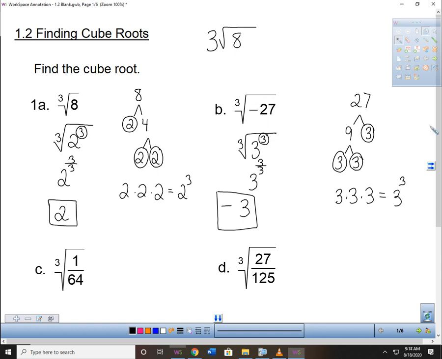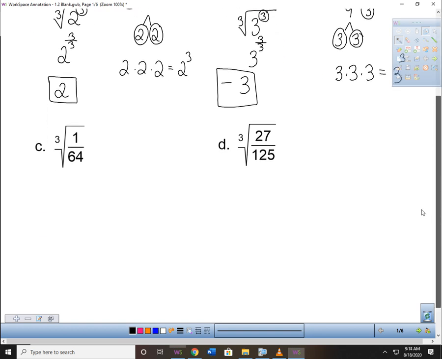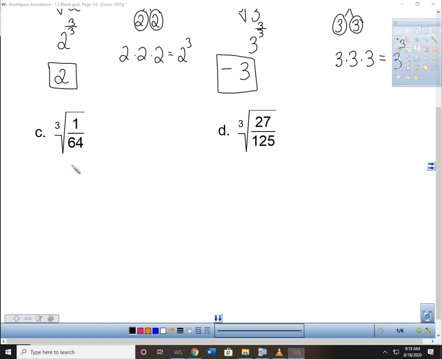And if you take -3 times -3, that's 9, right? Times -3 is -27. Okay, so you should be able to multiply this number 3 times to get this number underneath. Okay. All right, so when we move to fractions, it's kind of like doing 2 problems in one. So up here on top, I'm going to cube root the top number. And then I'm going to put my division bar, and then I'm going to cube root the bottom number. So you kind of split it off into 2 separate things.